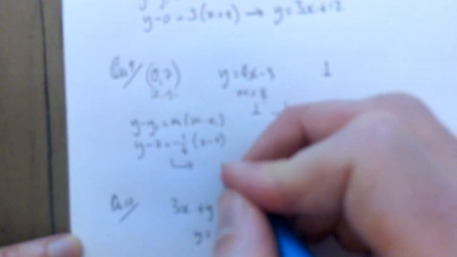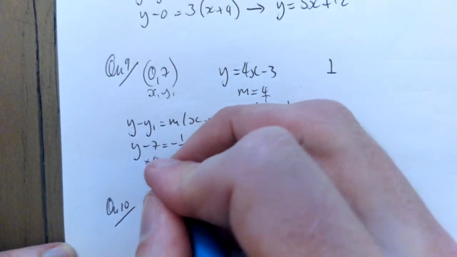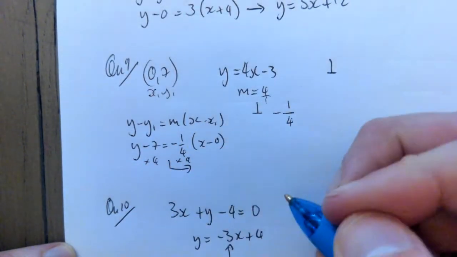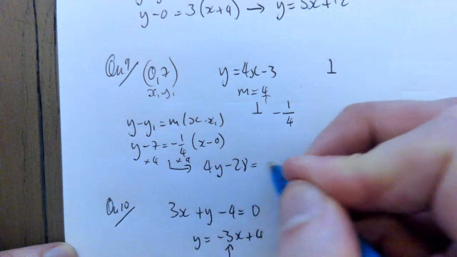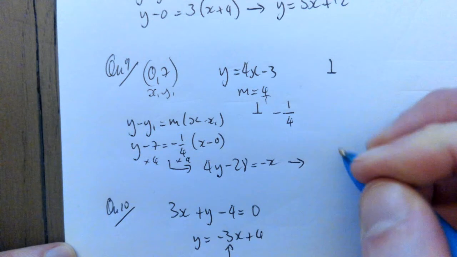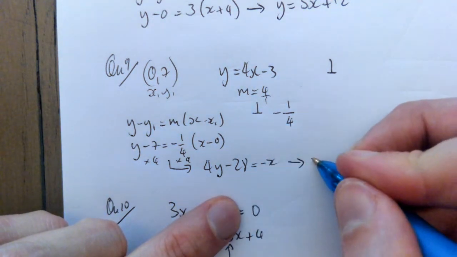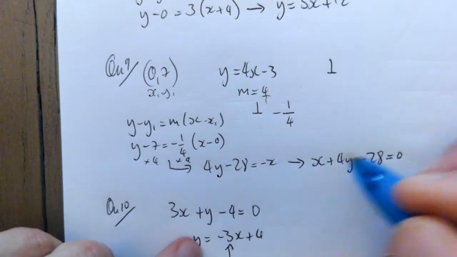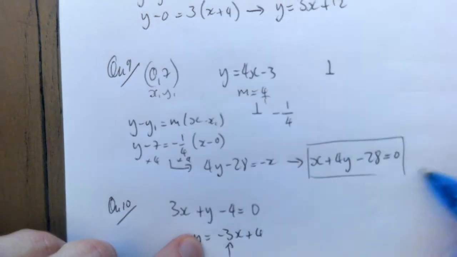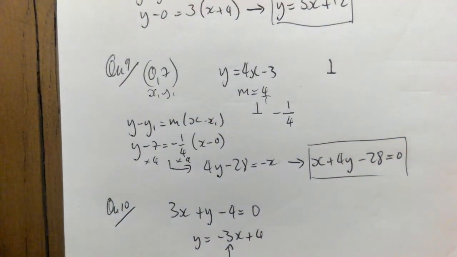Which gives, if I multiply both sides by 4, because it's untidy to have a fraction, you get 4y minus 28 is equal to minus x. It's probably easier to make this one in general form, add the x, so x plus 4y minus 28 equals 0. If it doesn't state in the question, just go with your instinct, okay? Here it's easy to leave it as y equals mx plus c, here it is in general form.